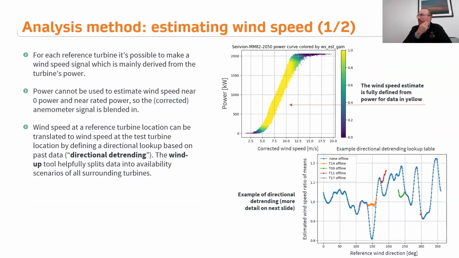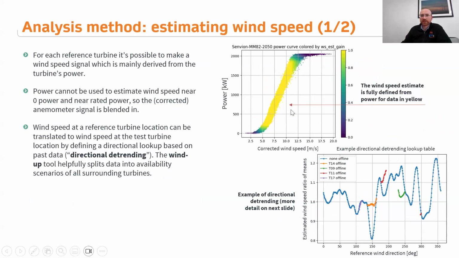So once you've chosen your test and reference turbines and you're gathering data for your campaign, then you can start using the wind-up tool to assess the data. I said earlier on, the wind-up tool is all about measuring power curves, and the Y variable is pretty easy, it's power, but the X variable is very difficult. So that is a wind speed signal, which is mainly derived from the power of nearby reference wind turbines.